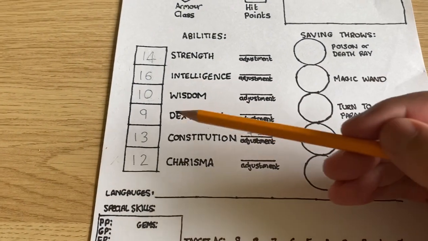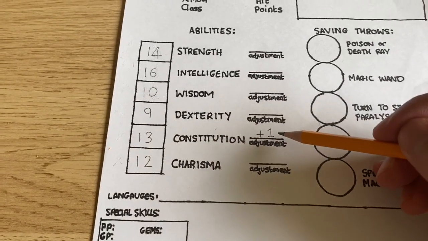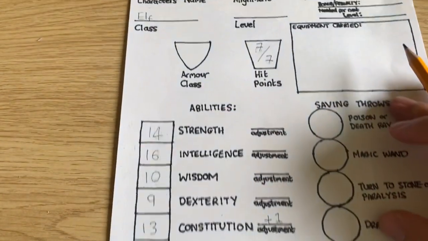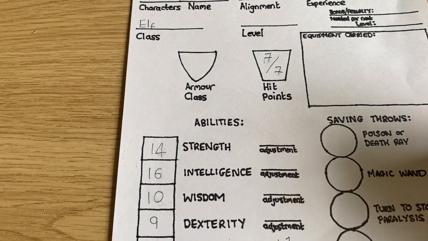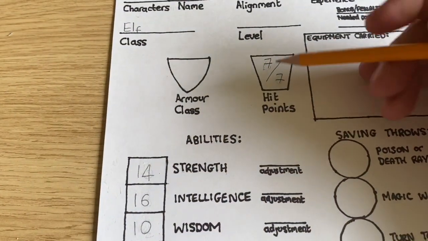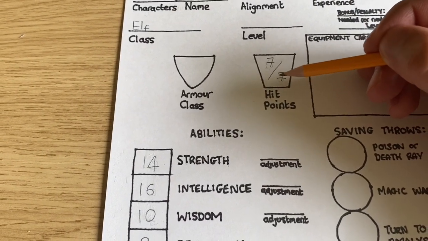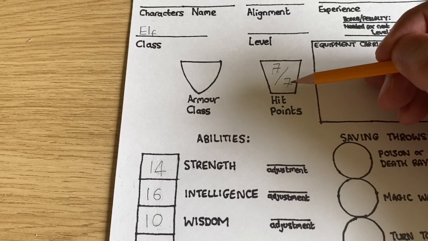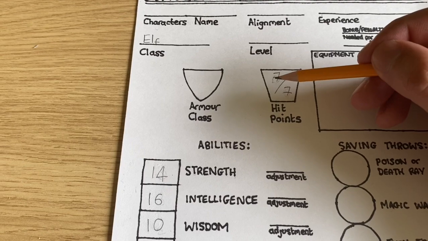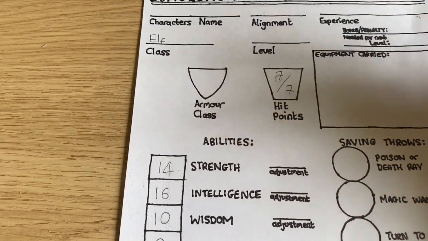So, because our elf has got a constitution score of 13, he gets a +1 bonus adjustment. And therefore that increases his hit points from 6 to 7. And I've filled it in like this, so basically that's the maximum number of hit points, which you can't exceed. So as the hit points go down, we can just erase this number here and change it, but that will always remain the same.